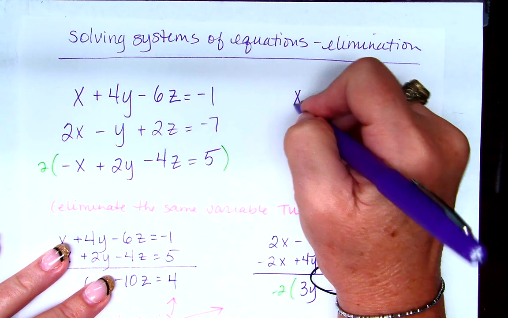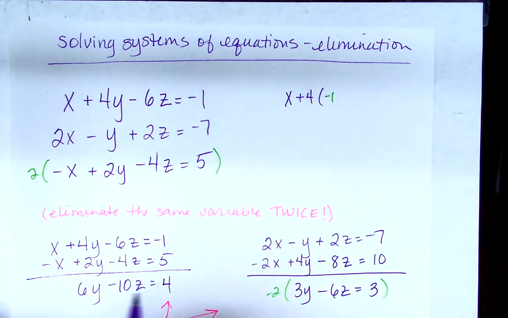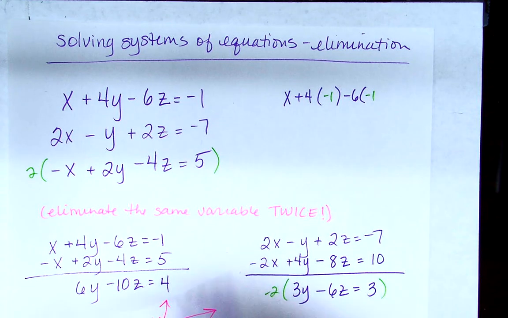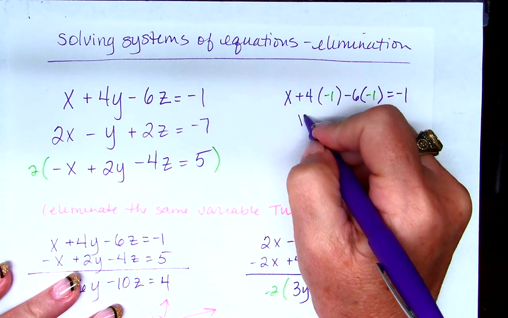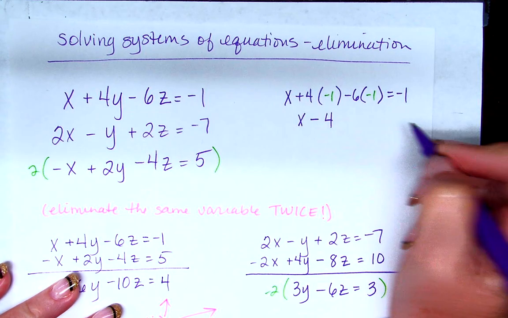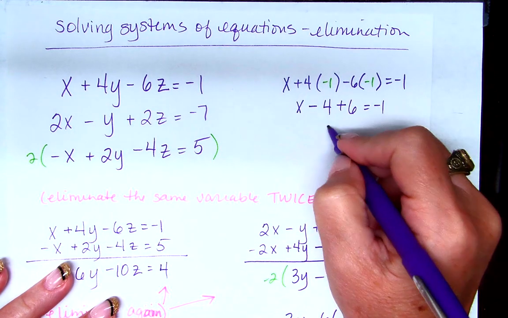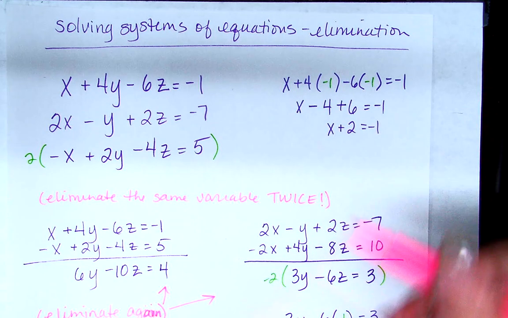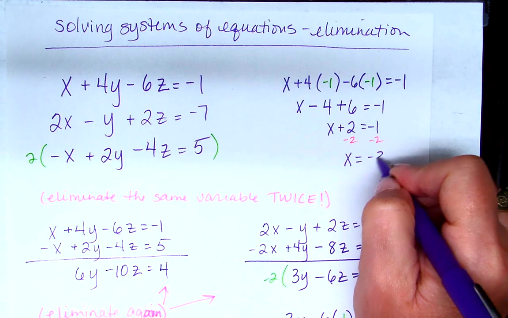Okay, sounds good. x plus 4 times negative 1 minus 6 times negative 1 equals negative 1. So x plus negative 4 plus 6 equals negative 1. So x plus 2 equals negative 1. Yes, it is. Very good. x is negative 3.